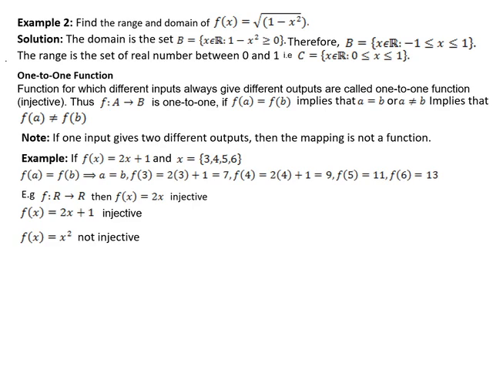Here, it is not injective. Why? Because let's take, for example, plus or minus 2. Substitute into this function, s square, where we have minus 2 and plus 2. When it is minus 2, we have 4. When it is plus 2, it is also 4. Therefore, it is not injective. It is not a one-to-one function. So let's go on.